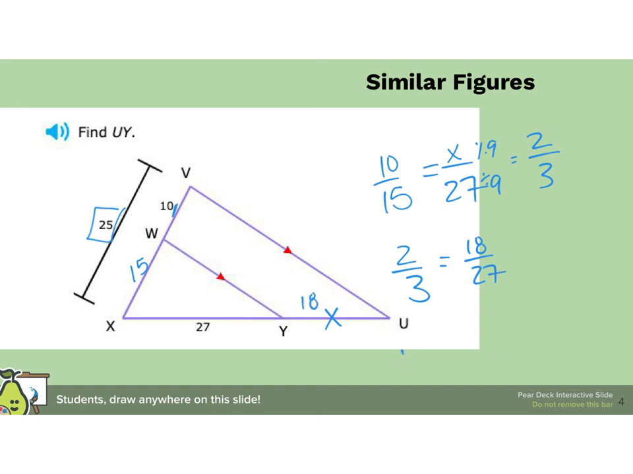So if they asked for UY, it's 18. But if they asked for U all the way to X, it would be, I don't know, what's 27 plus 18? 45. So just read the question carefully and see which piece they're asking you for.